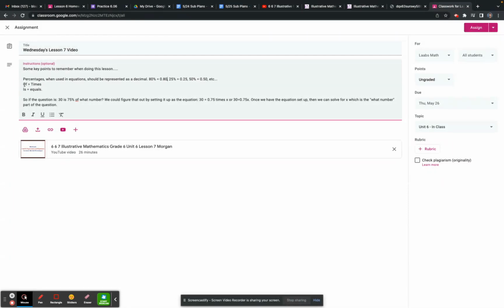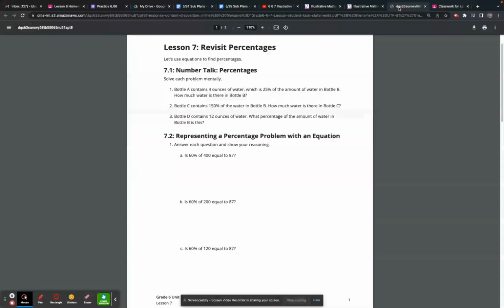When we see the word "of," we're going to replace that with times. And when we see the word "is," we can replace that with equals. Okay, so if we pop over here to the first part of the lesson, it says: bottle A contains 4 ounces of water, which is 25% of the amount of the water in bottle B. How much water is there in bottle B?